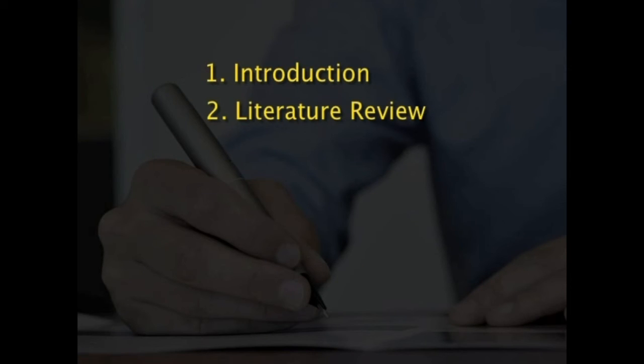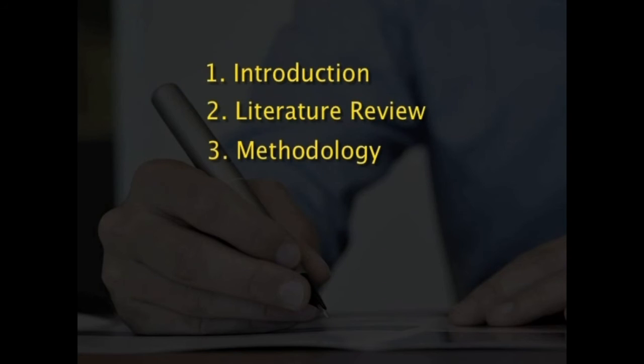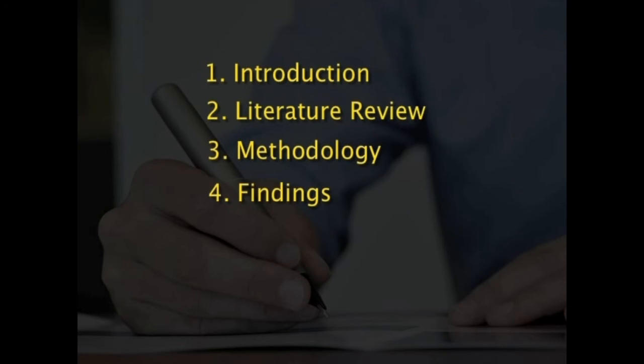In this literature review, we gather information from various sources like books, internet sources, etc. And then the third one is methodology. This is also called method or procedure. That is, while writing a report, what method have you followed in gathering the information? The fourth one is the most important part of a formal report, that is, findings. What are the findings that you have found?